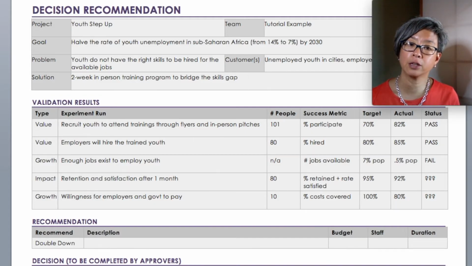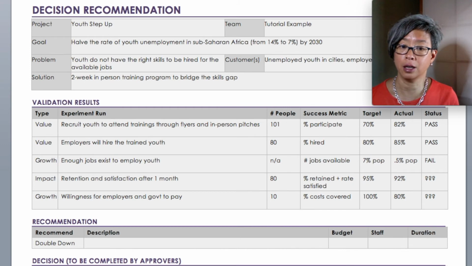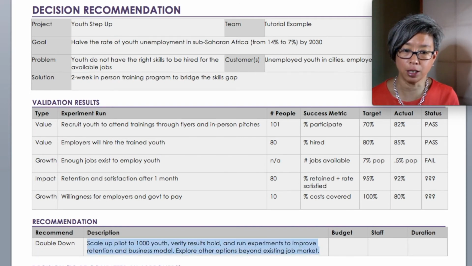So, based on the results of my experiments, I have a bit of a split recommendation here. On one hand, the trainings seem to be working really well. Youth are interested in attending them, employers are hiring the trained youth, everyone seems to be satisfied. On the other hand, I've learned that there's not enough jobs that exist, that even if I trained all the youth in sub-Saharan Africa, they wouldn't have jobs to go to. So I need to look into other options. So what I'm going to recommend here is that we double down on this training program.